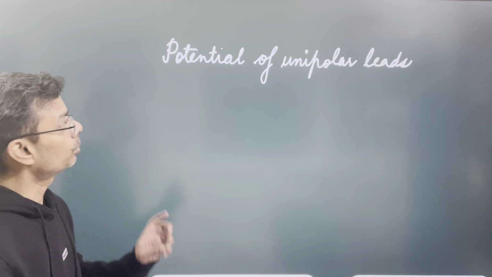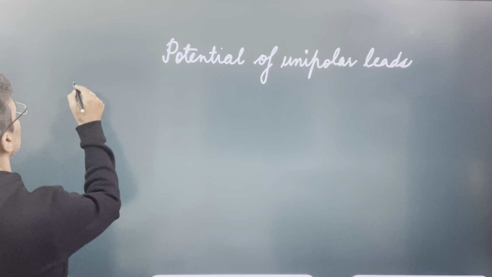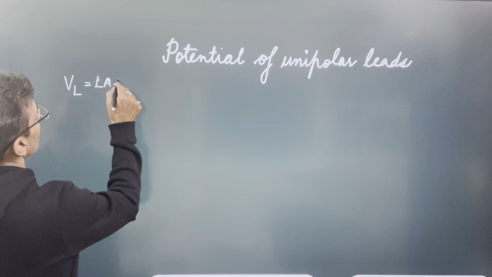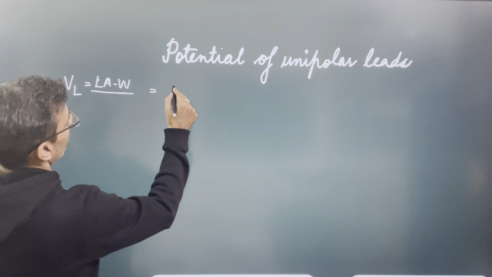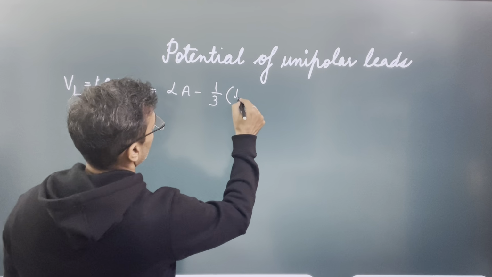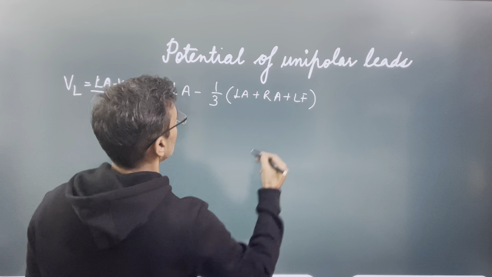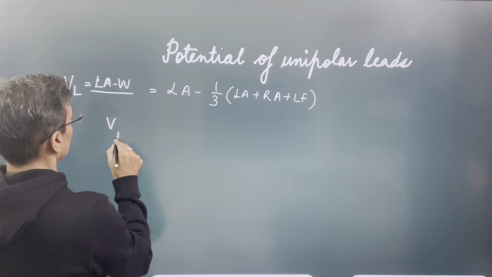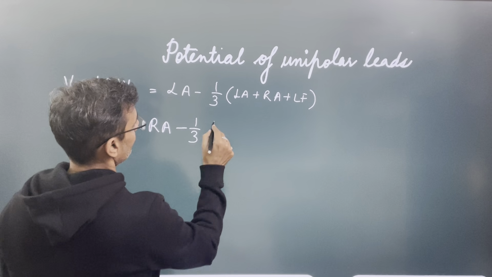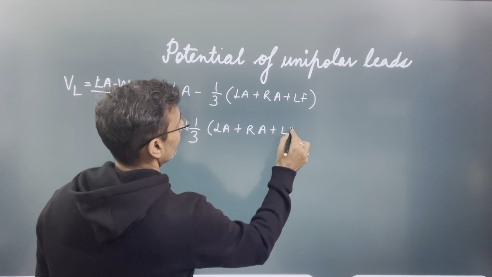So we can write the potential of the unipolar leads. As we know from the previous slides, VL was LA minus W. So we can write here LA minus W. The value of W is 1 by 3 times LA plus RA plus LF. This is the value of W. Similarly, we can write VR is equal to RA minus 1 by 3 times LA plus RA plus LF.